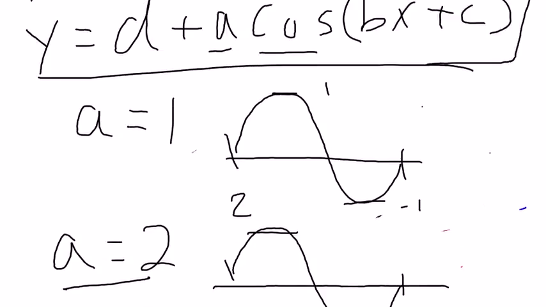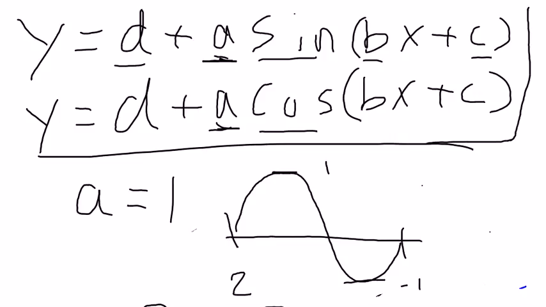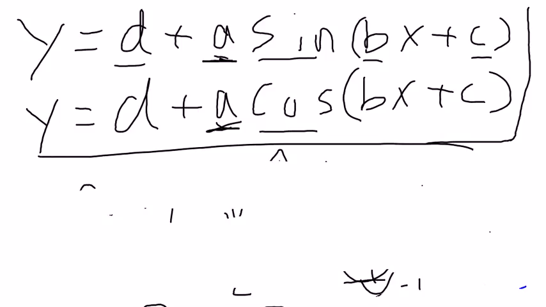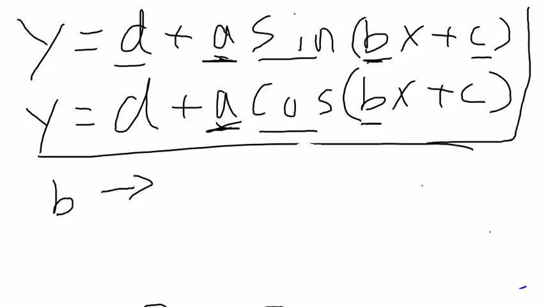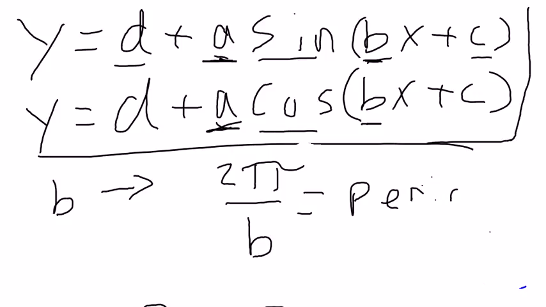Okay, so that's the A value. It's going to change how high we go and how low we go. Everything else stays the same. We're still going to have the same wavelength. How about the B value? What does the B do? Well, B is associated with the period. If you know what B is, you can get the period by taking 2 pi divided by B. This is what the period is going to equal. 2 pi divided by B.